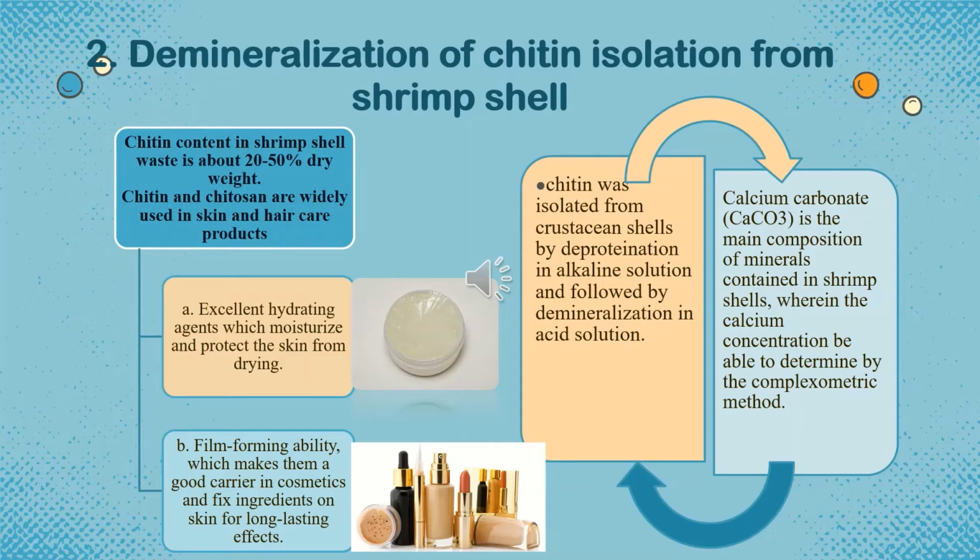Chitin was isolated from the crustacean shells by deproteination in alkaline solution followed by demineralization in acid solution. Calcium carbonate is the main composition of minerals contained in the shrimp shell, wherein the calcium concentration can be determined by complexometric method or titration.